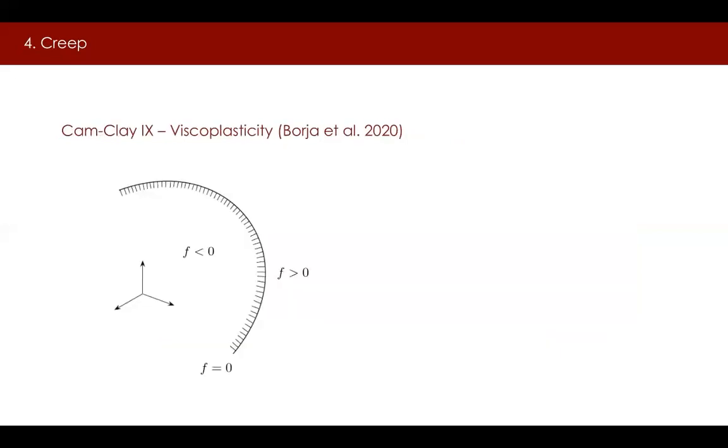The constitutive framework in CAMCLAY-9 is based on rate-dependent viscoplasticity. The schematics of the model are shown on this slide. The elastic region is defined by the space where F is less than 0. The yield surface is where F equals 0. In classical rate-independent elastoplasticity, the region where F is greater than 0 is forbidden, but not in viscoplasticity. The viscoplastic strain rate tensor is shown on this slide, where F is greater than 0.